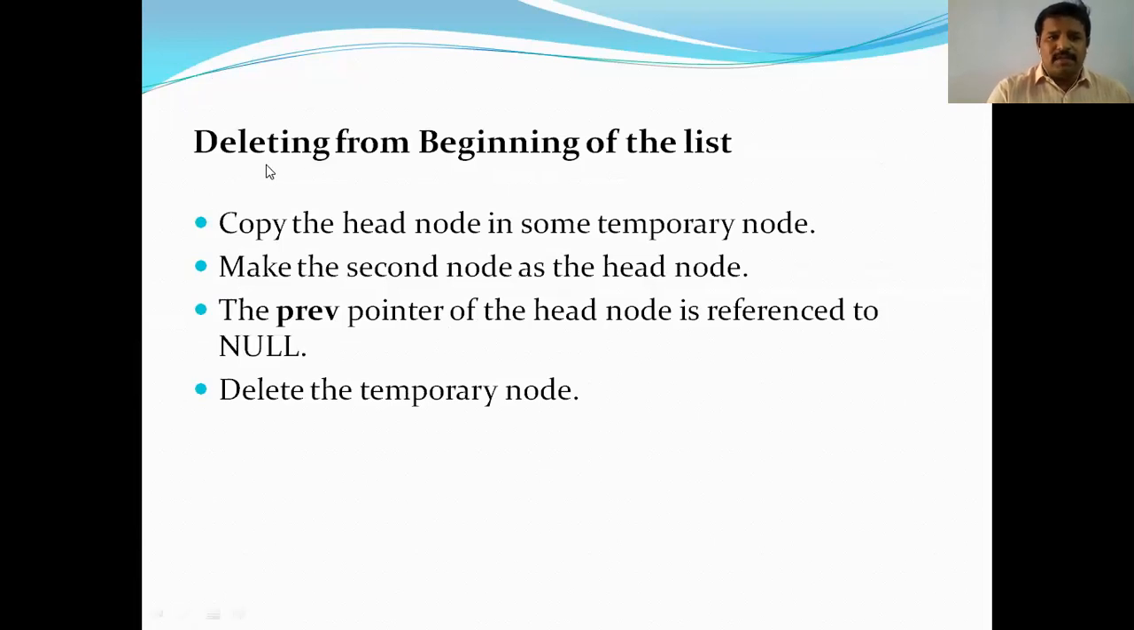First, among those, the first one is deleting from the beginning of the list. These are the steps. Copy the head node into some temporary node and make the second node the head node. The previous pointer of the head node is set to null, and delete the temporary node. Based upon this procedure, we can delete the node at the beginning of the list.